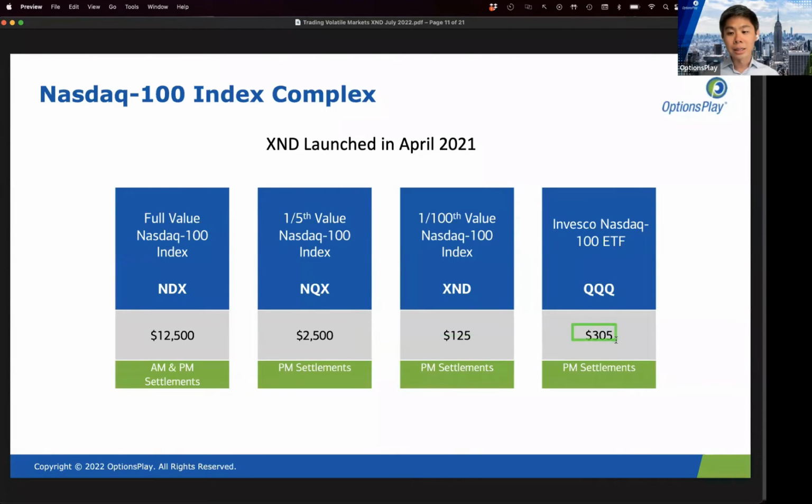And now that XND is available, you can trade XND for even more flexibility now that you have a smaller contract size. It's roughly 1/3 of the size of QQQ. So you just have a little bit more flexibility and all of the advantages that you used to have trading NDX and NQX, just that perhaps you didn't have the portfolio size to trade those products in the past.